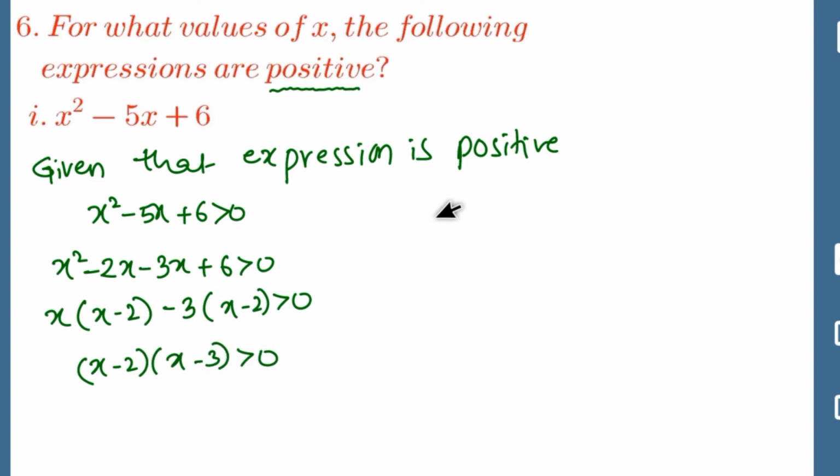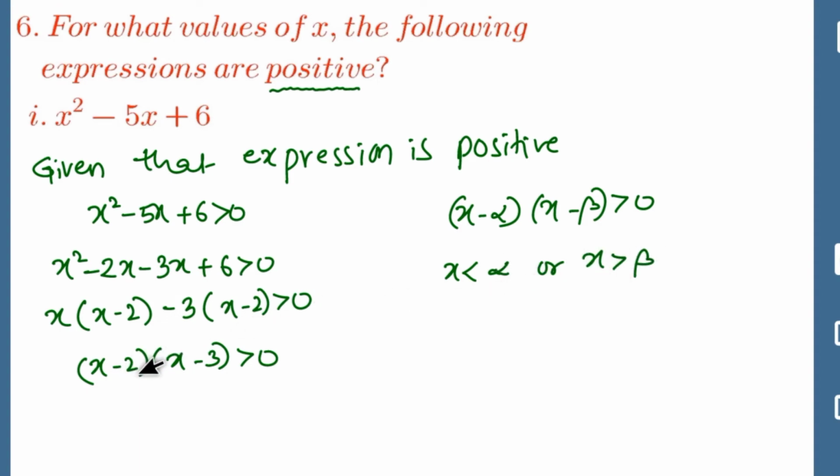So which form is it? x minus alpha into x minus beta greater than 0. So what is the formula? x less than alpha or x greater than beta. So here also what is alpha value? 2, beta value 3. So expression is positive when x less than 2 or x greater than beta 3. So this is the answer. Next question.